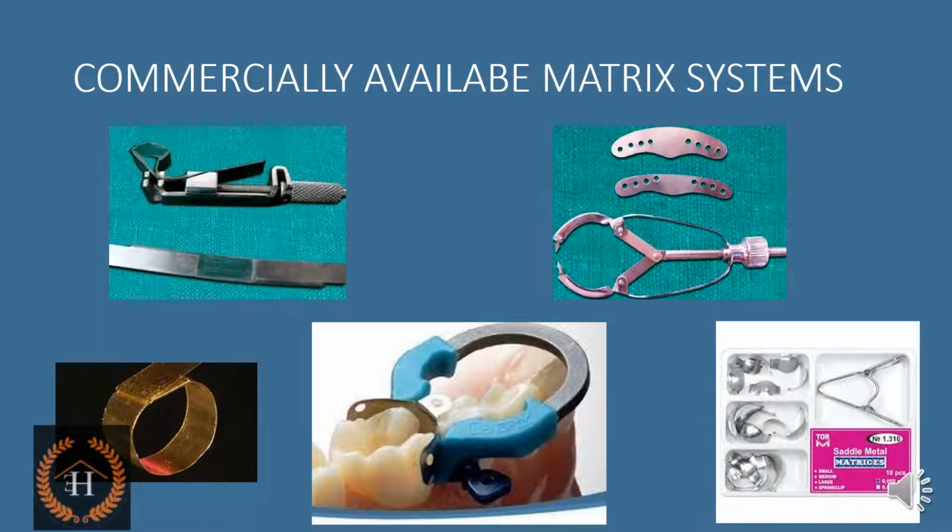Today, a large number of matrix systems are available commercially on the market. Copper bands are also being used, but since they involve a cumbersome procedure of trimming them and adapting around the tooth, the other prefabricated matrix systems such as saddle matrices or sectional matrices are used and preferred. But despite them, when the caries extend subgingivally, many times these bands do not adapt well to the tooth.